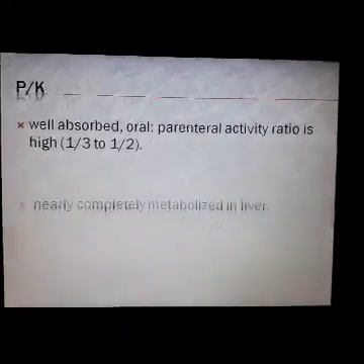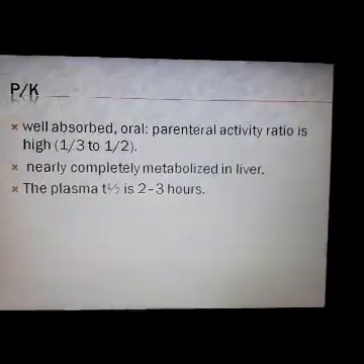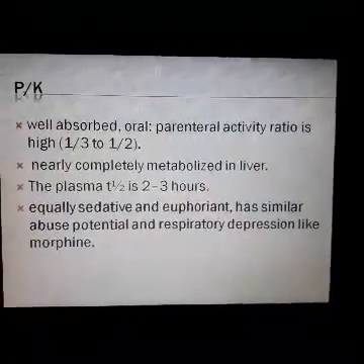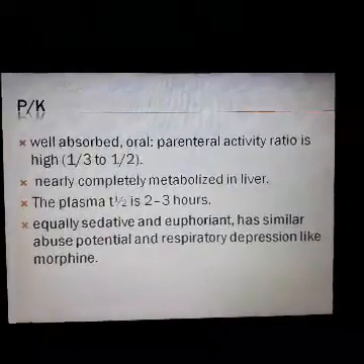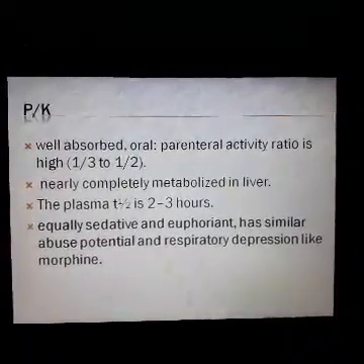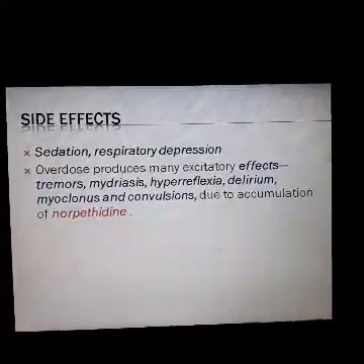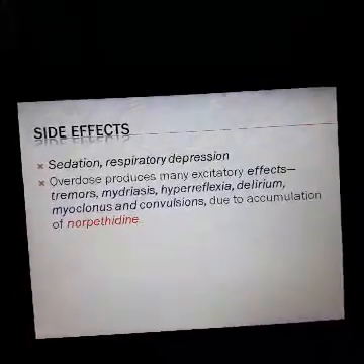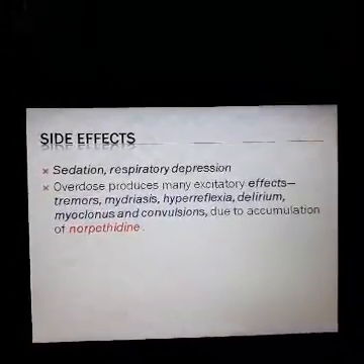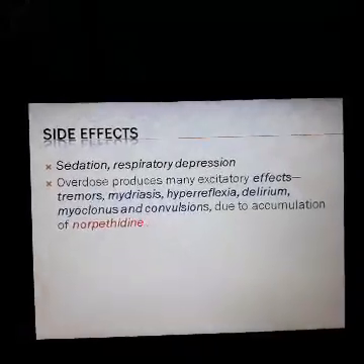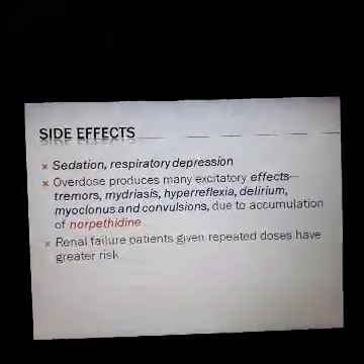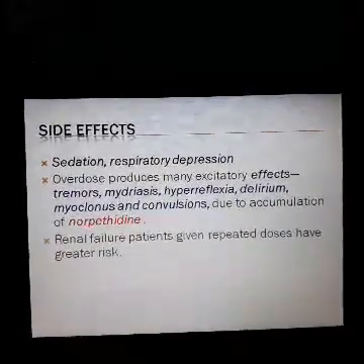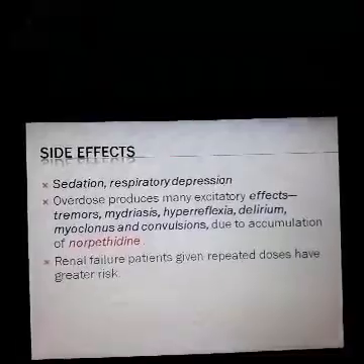It is well absorbed, and it is nearly completely metabolized in the liver. There is a metabolite called norpethidine, which is toxic, equally sedative and euphoriant, and has similar abuse potential and respiratory depression like morphine. So side effects are once again the same as morphine, sedation and respiratory depression, and due to norpethidine, the metabolite, it has some neuroexcitatory effects like tremors, mydriasis, hyperreflexia, delirium, myoclonus, and convulsion. And norpethidine accumulation is higher in renal failure patients. That's why we should avoid repeated doses of pethidine in renal failure patients.